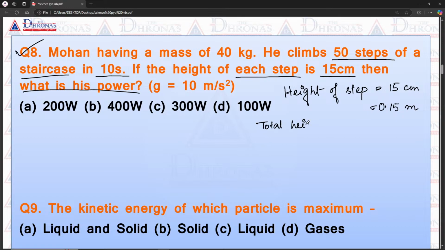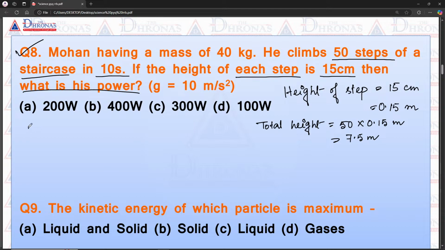Height: 50 stairs, and each stair has a height of 0.15. So that means 7.5. This is your total height. Now the mass is given as 40 kg. But we know weight is actually a force.